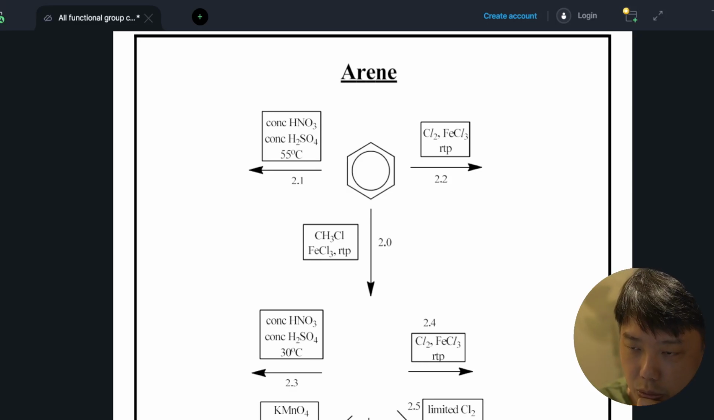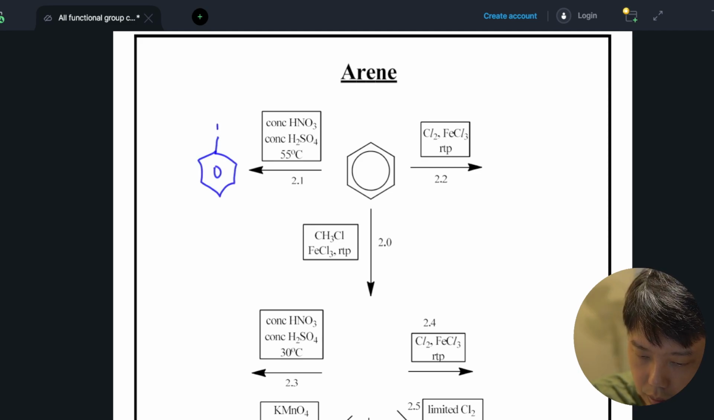Alright guys, let's do one concept map for Arenes as well. So we start off obviously with the benzene ring. Then, using concentrated nitric acid and sulfuric acid at 55 degrees, we'll get nitration, adding a NO2 group. This is electrophilic substitution.